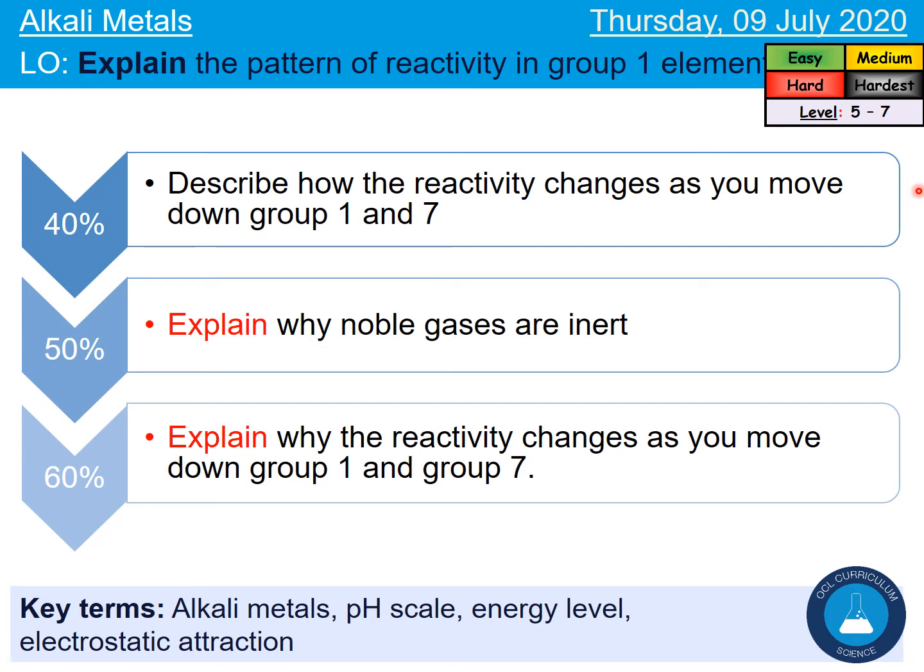Hi everyone. Today we are going to recap how to explain the trends in reactivity for groups 1, 7 and 0 in the periodic table. You first need to be able to describe what happens to the reactivity of groups 1 and 7 as you go down the group. You need to be able to explain why noble gases are inert, in other words, unreactive. And the tricky part, which is linked to this first success criteria, is you need to be able to explain why the reactivity changes as you move down a group.